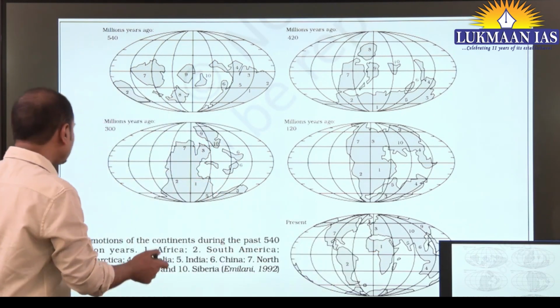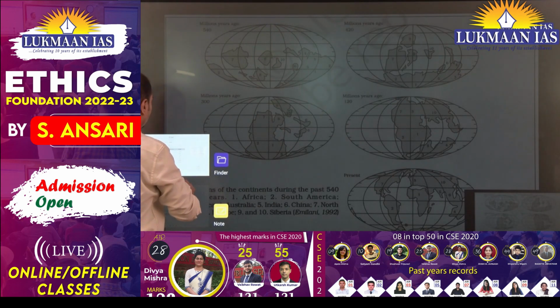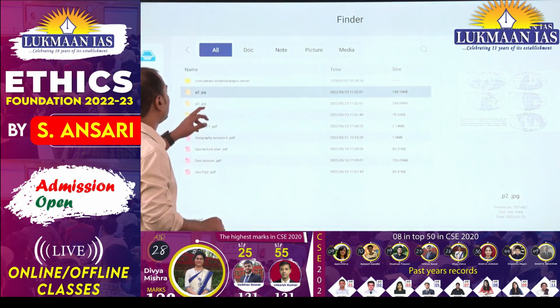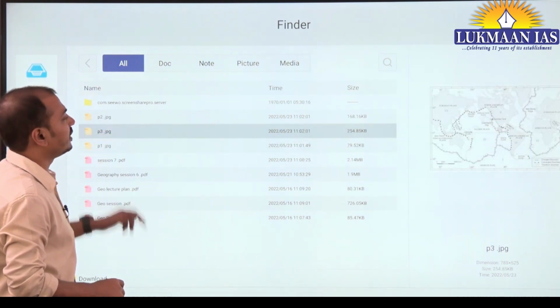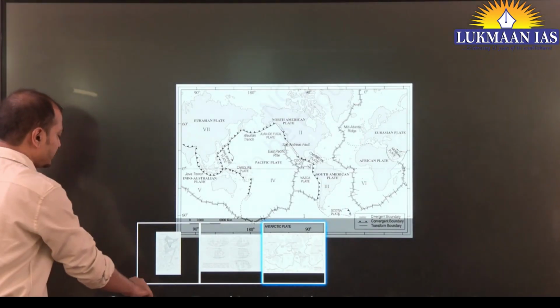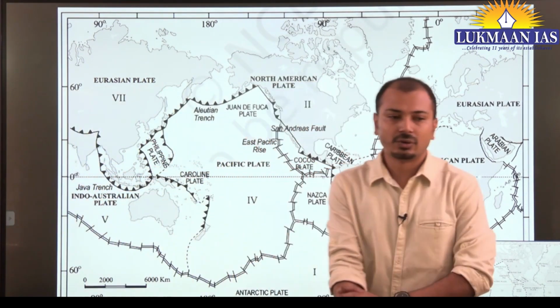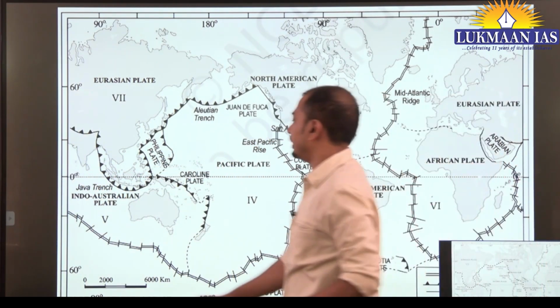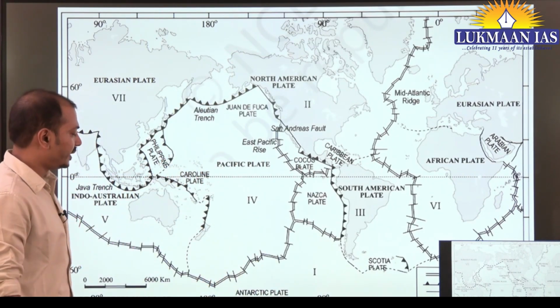Now, according to this plate tectonic theory, there are a total of 7 major plates and several minor plates. Which are these? We should know the names of the major plates. So let's identify them. Numbering is already given.